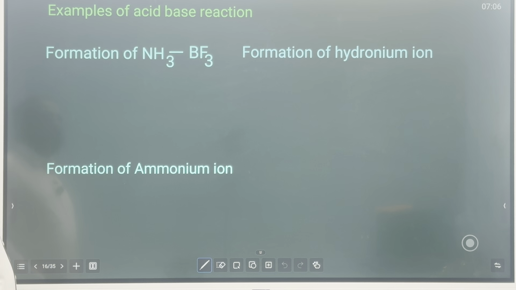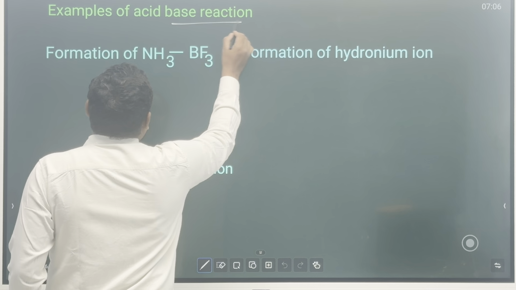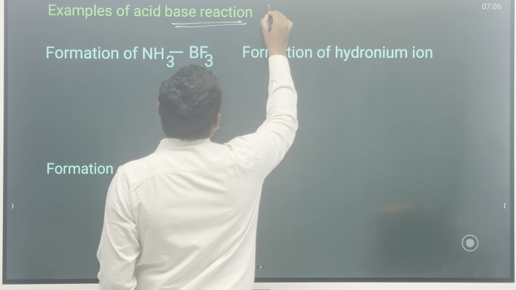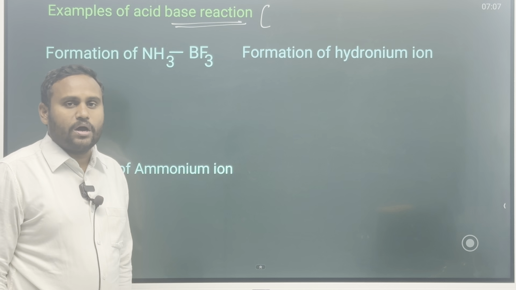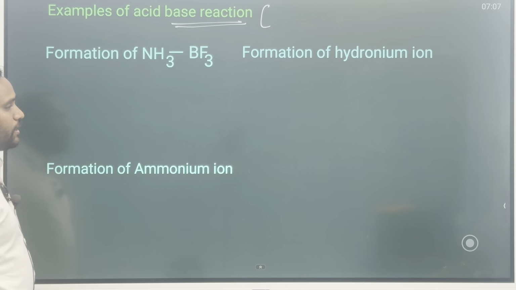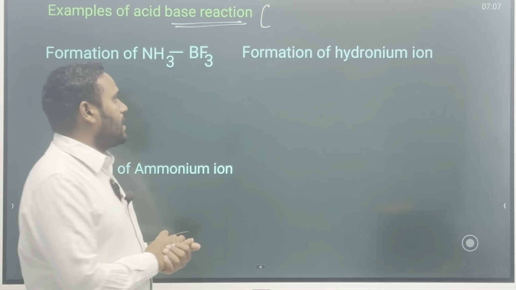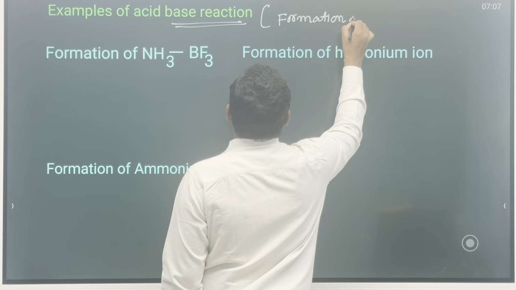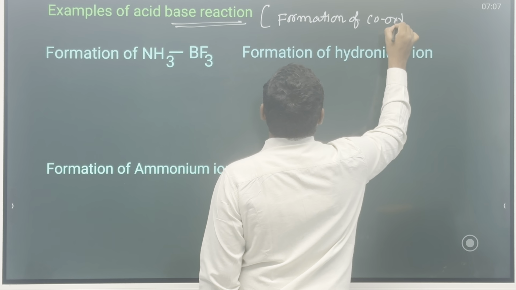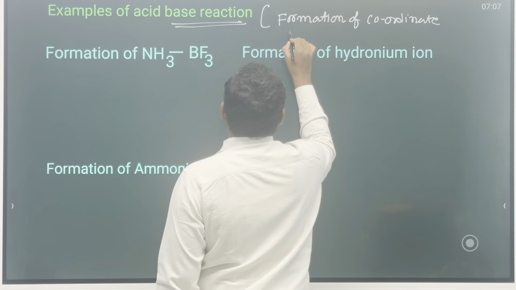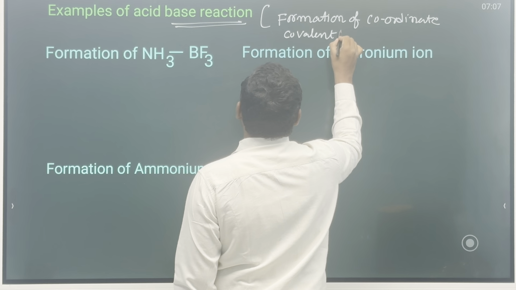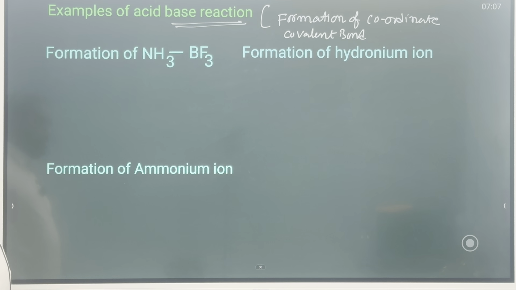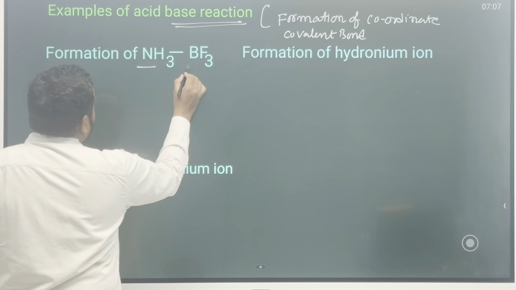Next, you will see examples for acid base reaction. So what is the acid base reaction in the Lewis acid base theory? Formation of a coordinate covalent bond. Formation of coordinate covalent bond is the neutralization in the Lewis acid base theory. Formation of coordinate covalent bond is the what? Neutralization.